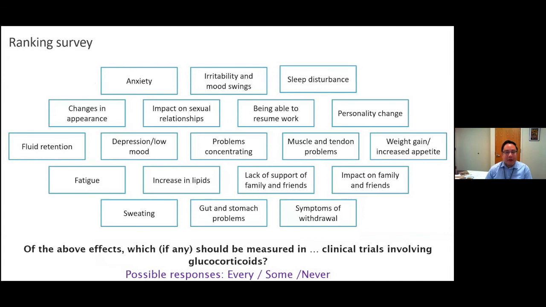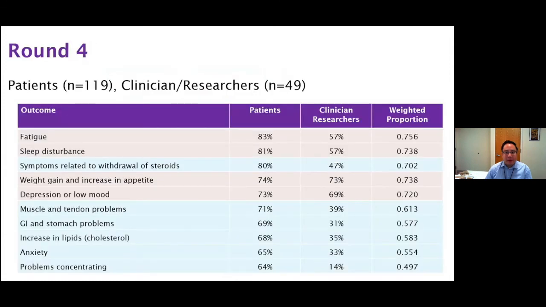Subsequently, patients and clinician researchers were then asked for the following 19 effects or outcomes of the above effects, which if any should be measured in every, some, or never in clinical trials involving glucocorticoids. So these were the items or the outcomes that didn't quite meet the OMERACT threshold of the 70% in each stakeholder group. So these are the percentages of those who responded that this item or outcome should be measured in every clinical trial. Again, as you can see, there was a lot of discrepancy between patients and clinician researchers, and at times quite marked discrepancies, including greater than 10%.